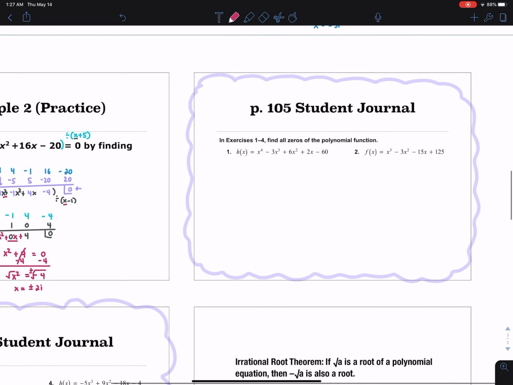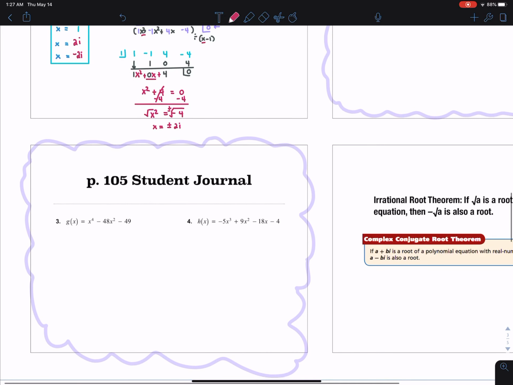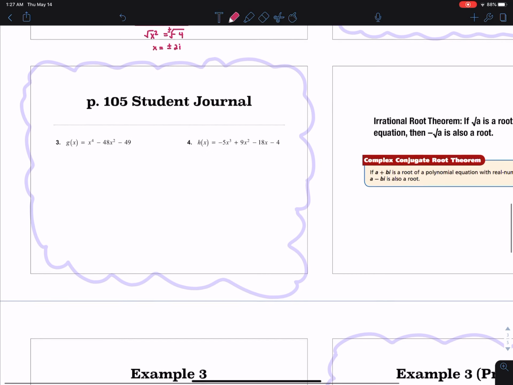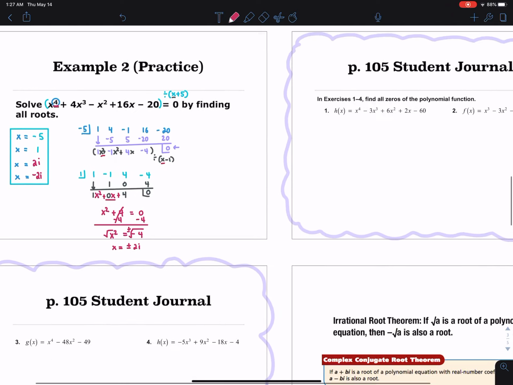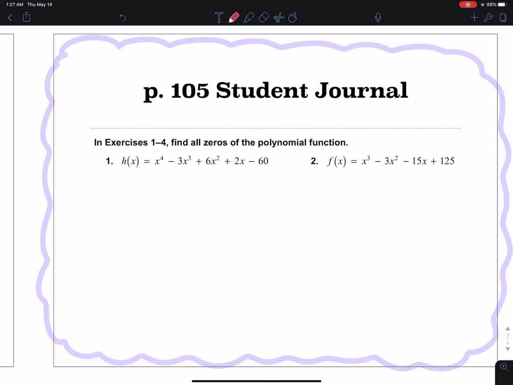Okay, so you have 4 of these then to practice. Some of them you can either solve by factoring or by using Desmos and then dividing from there. And then make sure that you get all of your roots. So with number 1, and again, make sure you show your work so I can see how you solve the equation. So this is degree 4. So you're going to have 4 solutions.